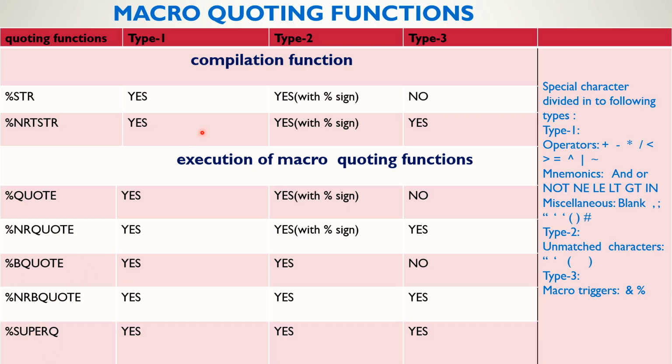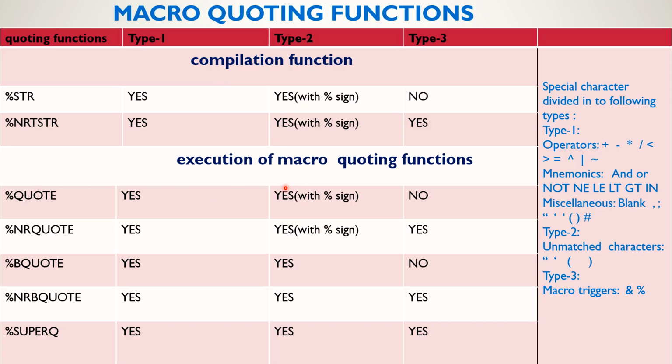Okay. So here by using %str and %nrstr, type 1, type 2, type 3, that special characters, right, we need to mask. For that, with %str we can mask type 1 and type 2, and type 3 we cannot mask. Type 3 means the macro triggers. But by using %nrstr we can mask all types of special characters in compilation.